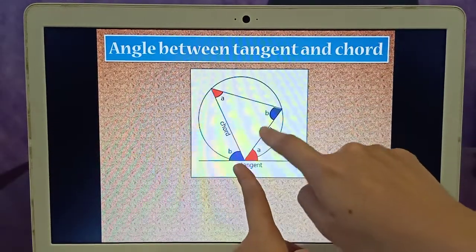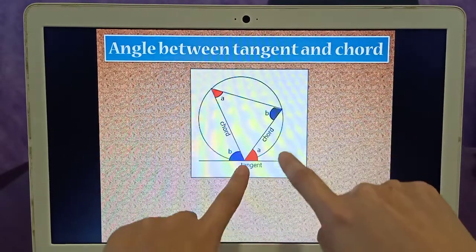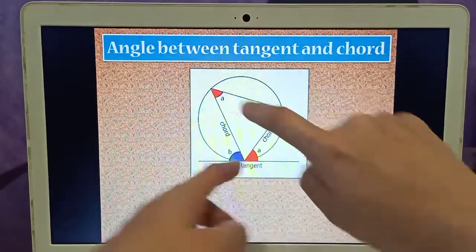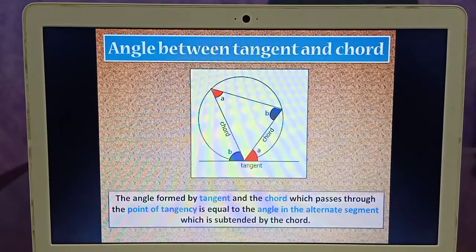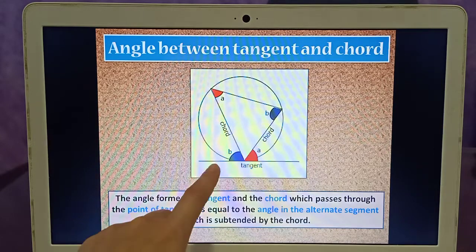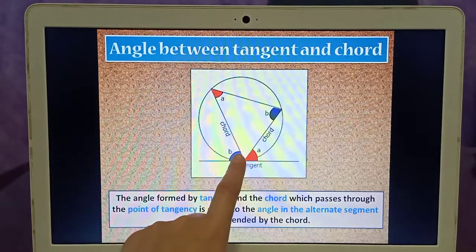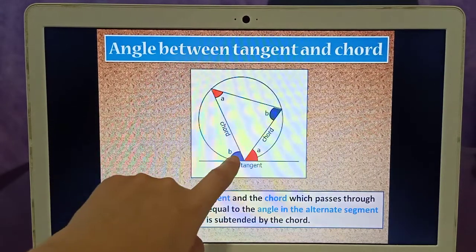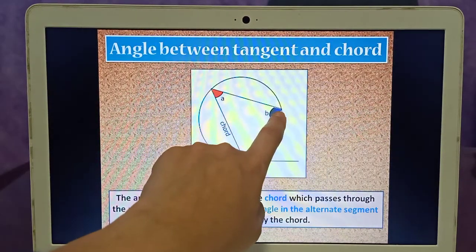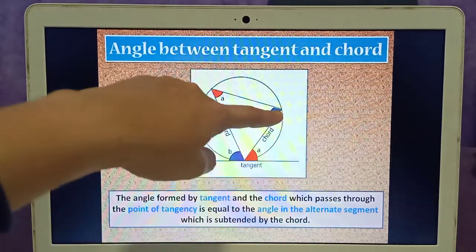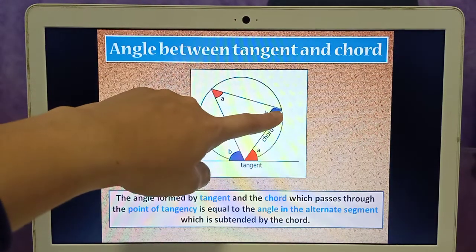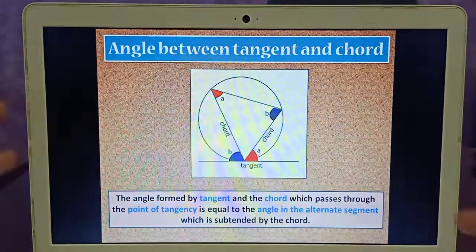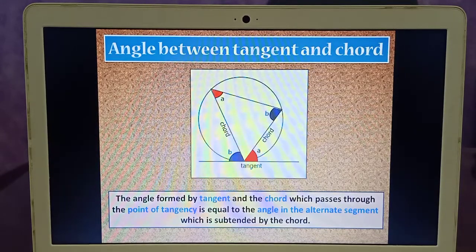So this angle is actually equal to this angle. And the angle between this tangent and the chord here, which is A, is actually equal to this A. So the angle formed by tangent and the chord, which passes through the points of tangency, is actually equal to the angle in the alternate segment, which is subtended by the chord. This is the chord. So you need to go like this. I will show you later in the example.